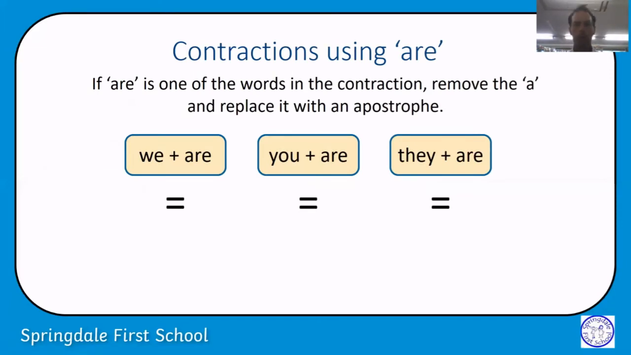So let's have a look at writing our own contractions now. So if R is one of the words in the contractions, what we need to do is remove the A and replace it with an apostrophe. So here we have we plus are, we are, becomes we're. Pause the video here and see if you can write down you are for you're and they are for they're. Go.